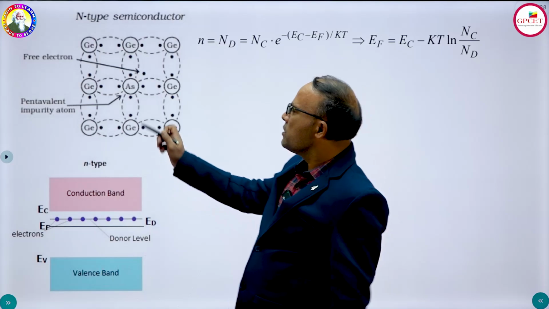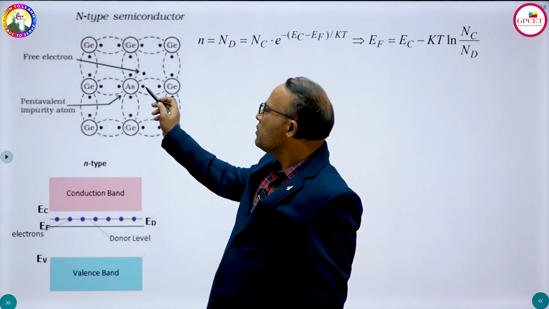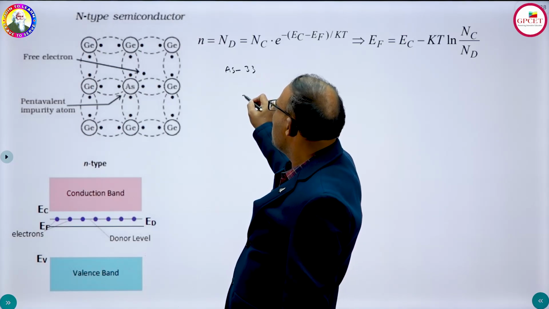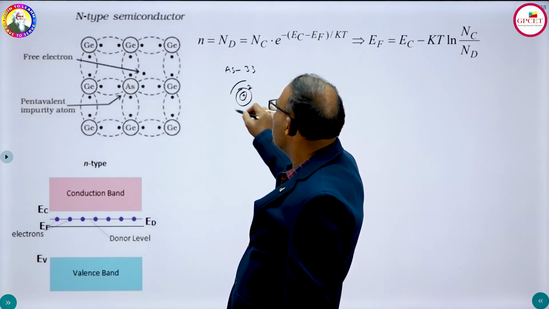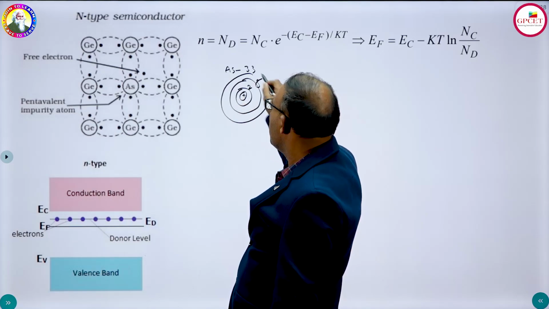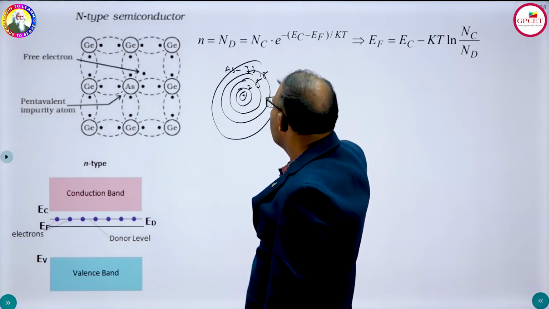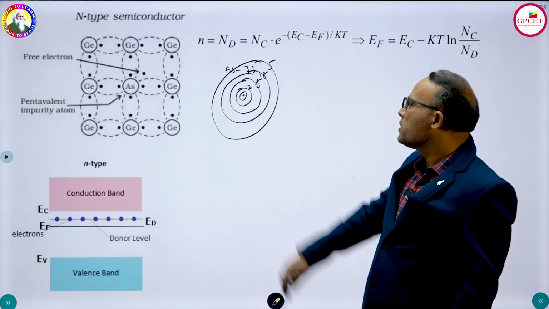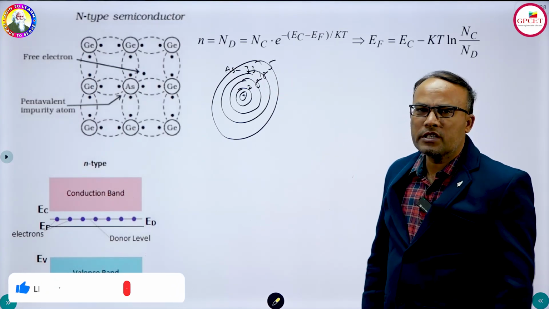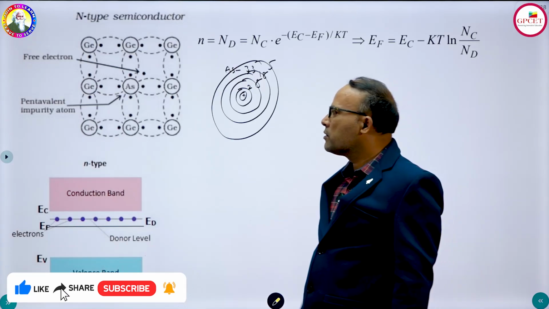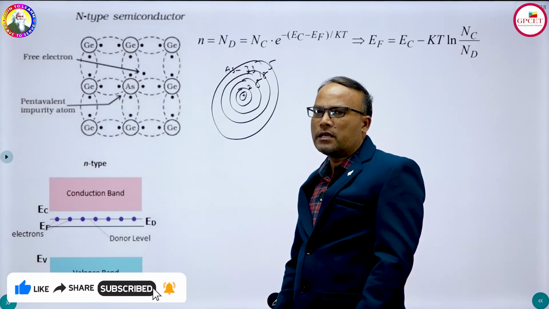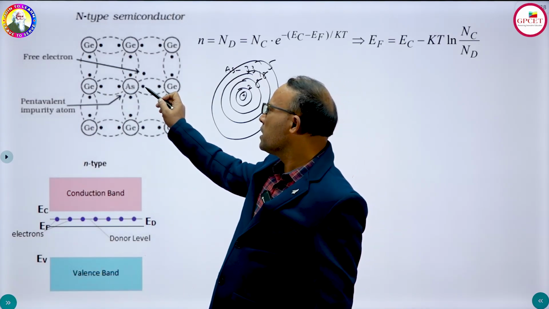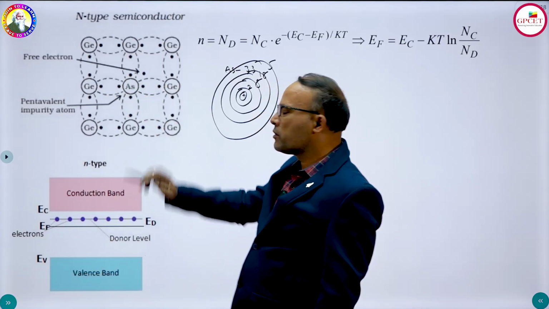You can see here this is arsenic with 5 electrons, because the arsenic atomic number is 33. In the first orbit there are 2 electrons, the second orbit 8 electrons, the third orbit 18 electrons. So the remaining electrons are 5: 18 plus 28, 28 plus 5, 33. Therefore the outermost orbit contains 5 electrons. If arsenic contains these 5 electrons, it is called a pentavalent impurity. So here you can see 1 electron, 1 electron, 1 electron, 1 electron, 1 electron.